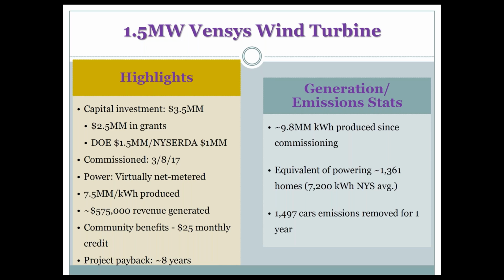And just showing you actually that next bullet on highlights is wrong. It's updated on the right side, but we've actually generated almost 10 million kilowatt hours. You see the revenue and some of the other points. The community benefits, I would like to talk about that one because we essentially pay out $25 a month as a credit. We put it right on the utility bill.